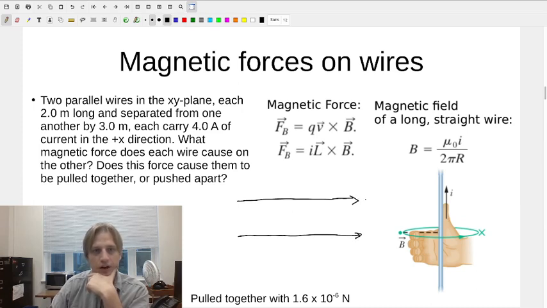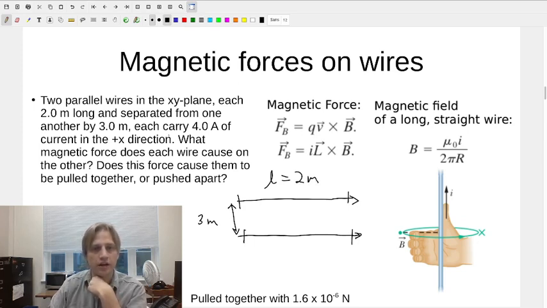You've got your I1 and I2. They are 3 meters apart. And we're considering this distance, this L, to be 2 meters. They each carry 4 amps of current in the plus X direction. What magnetic force does each wire cause on the other? Does this force cause them to be pulled together or pushed apart?